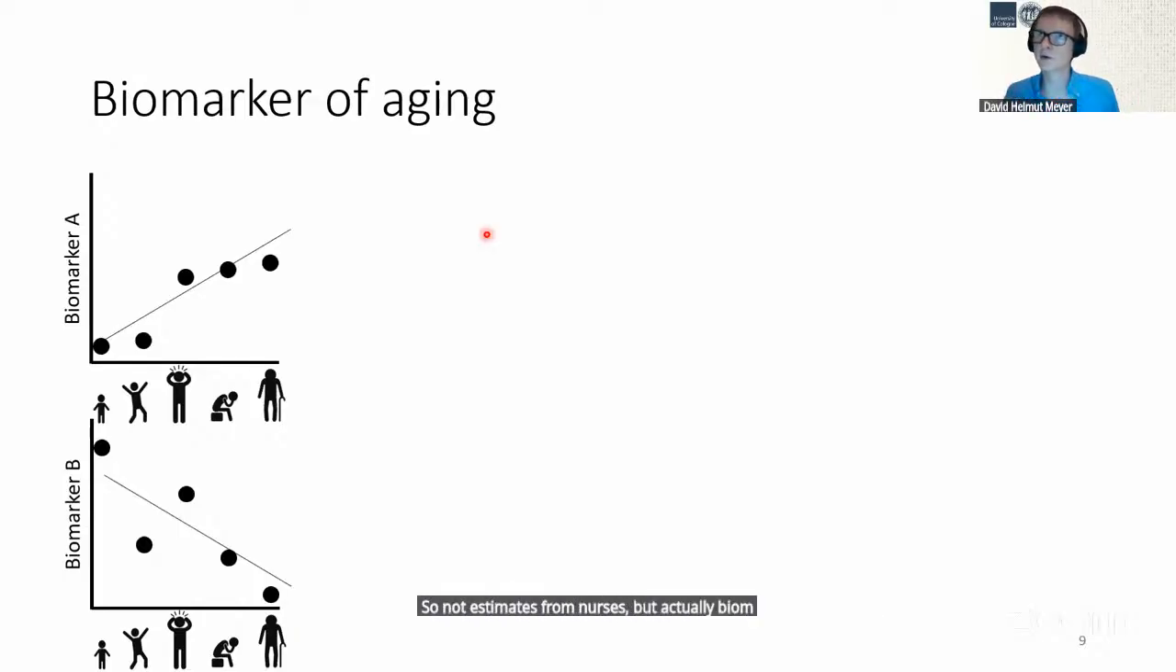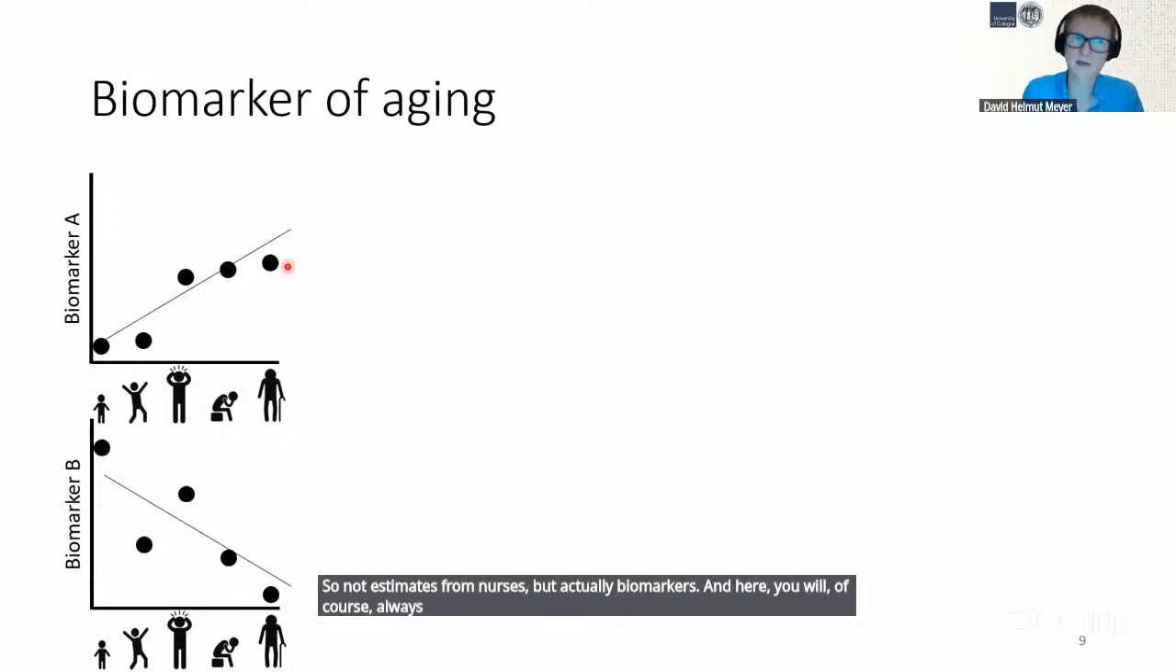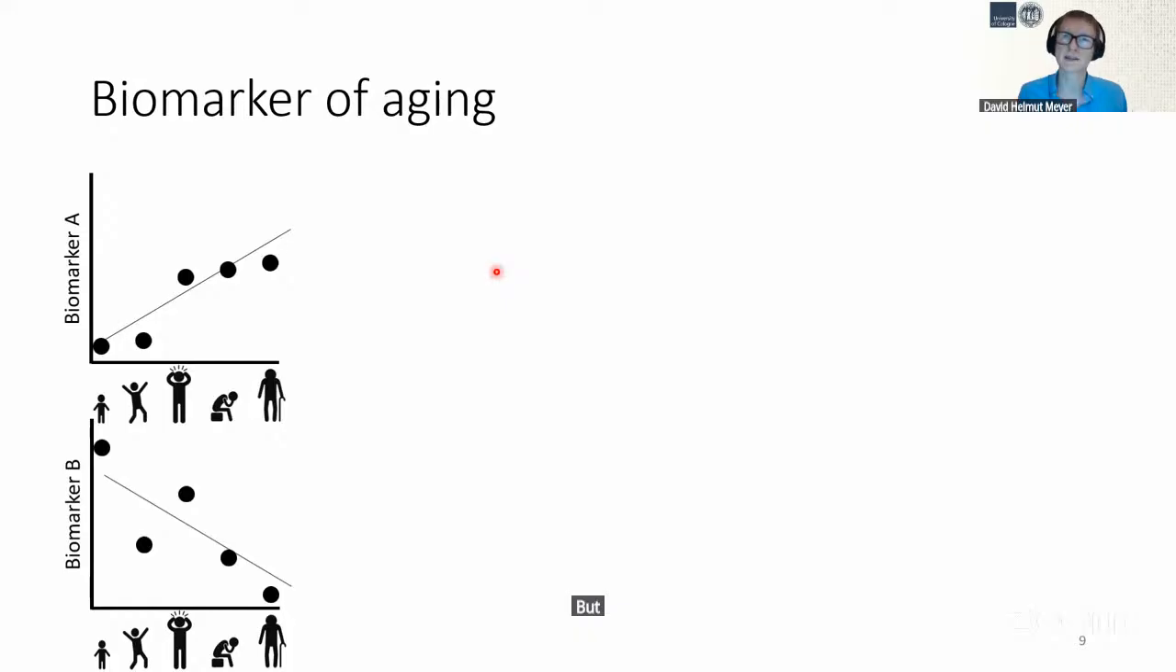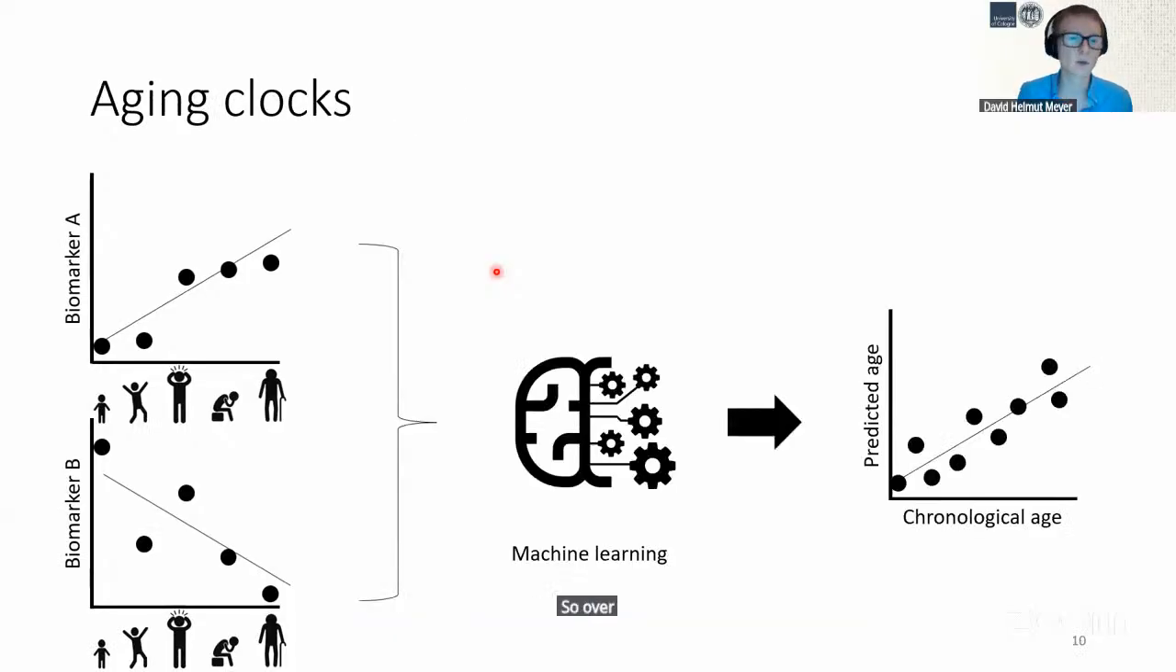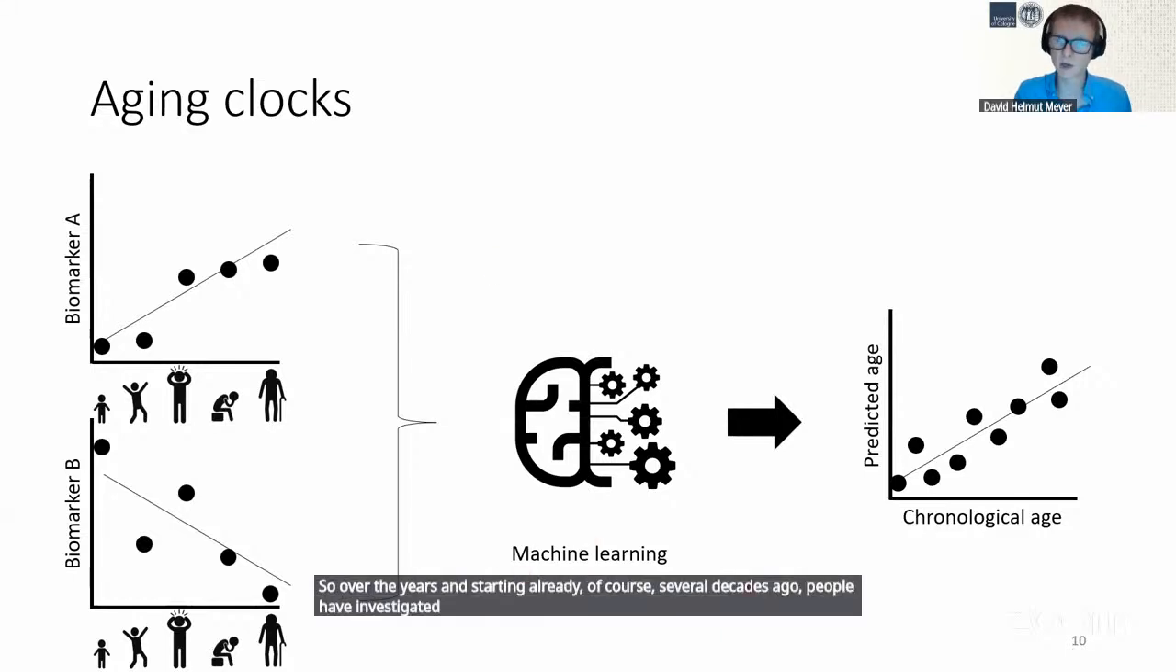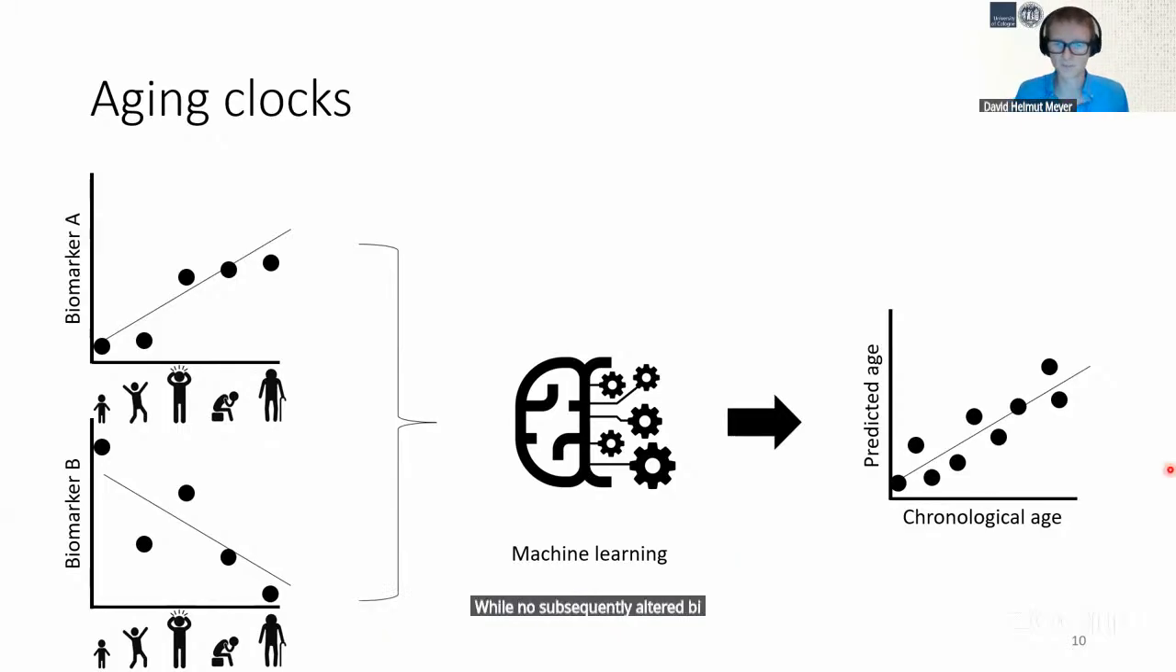And here you will, of course, always think of some biomarkers that tend to go up with age, some that tend to go down with age. But every single biomarker doesn't give you that accurate results, or also not that big of an insight. So over the years, starting already several decades ago, people have investigated machine learning approaches, often as simple as linear regressions, that combine many of these biomarkers into something we call aging clocks that can highly accurately predict the chronological, and subsequently also the biological, age of organisms.